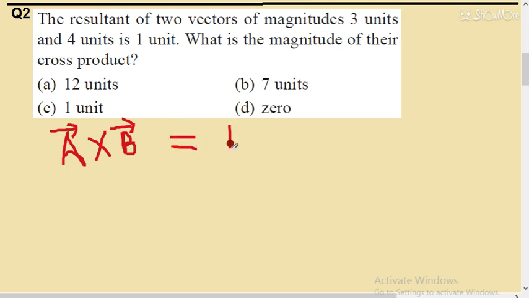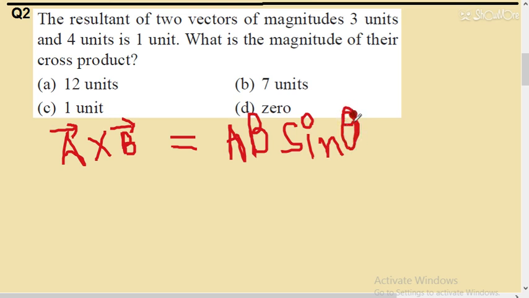So A cross B is equal to magnitude of A, magnitude of B, then sine of theta between them. Here the cross product I am talking about, so here the angle will be sine theta. Students, if I am writing A cross B, then an n vector will be there. N vector is the unit vector, n cap, that is a unit vector.